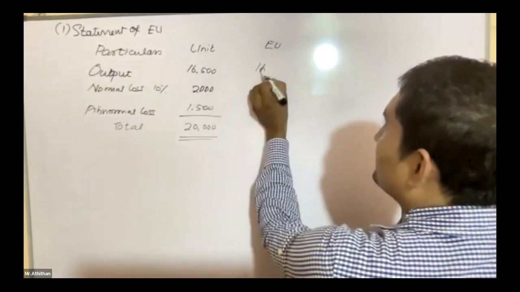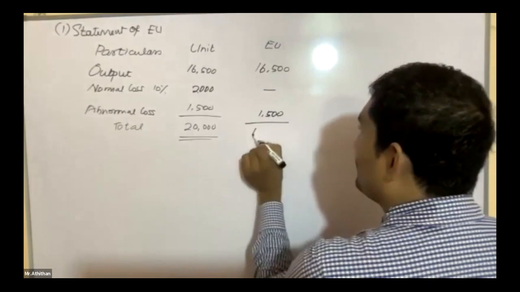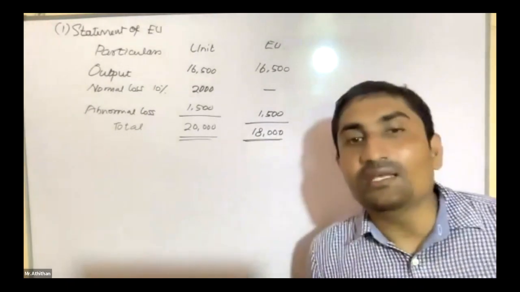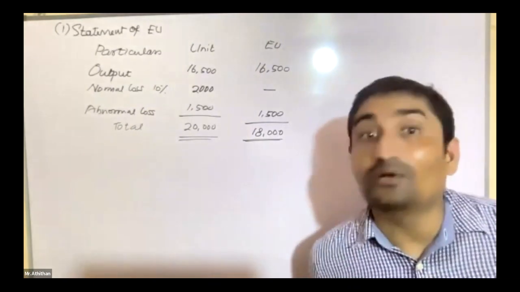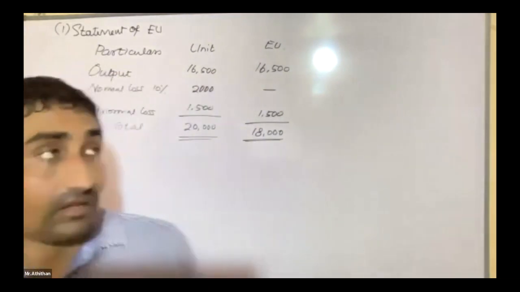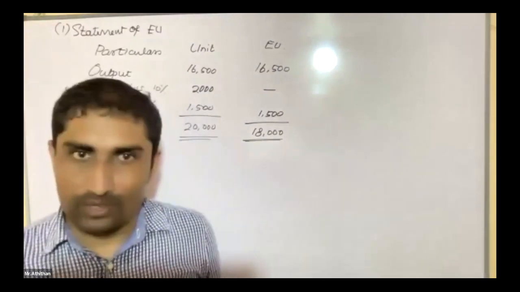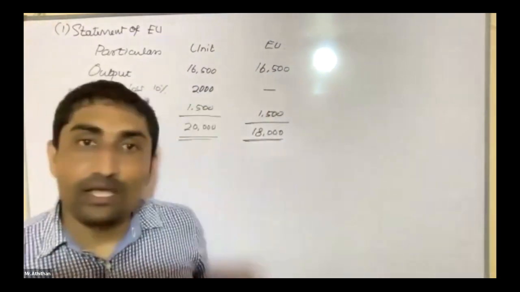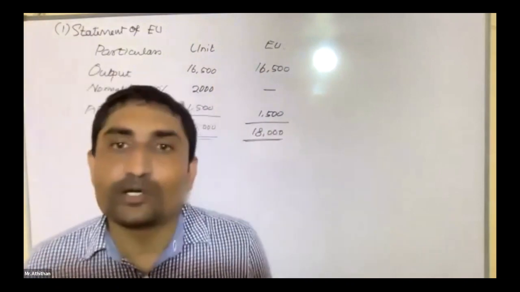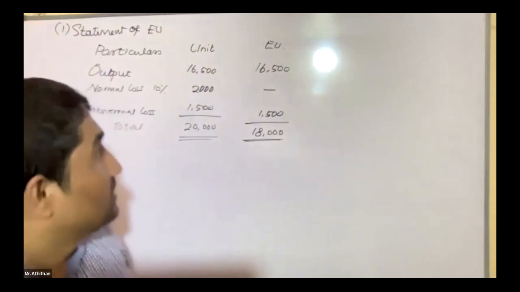Others 16,500 and 1,500, so 18,000 units. Only for 18,000 units are we going to allocate the cost. For normal loss we don't allocate the cost. Normal loss is already expected, so its cost is absorbed in the output. So we can't directly allocate to normal loss. Therefore we allocate cost only for 18,000 units. Right? So that is first.